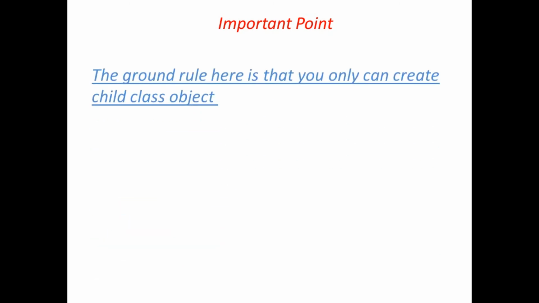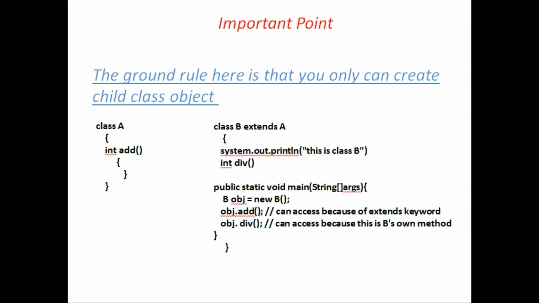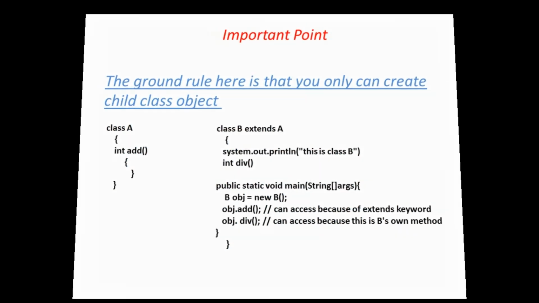Important points. The ground rule here is that you can only create the child class object. As you can see in the example, class B is extending class A, so we are creating the class B object to access the methods present in class A.